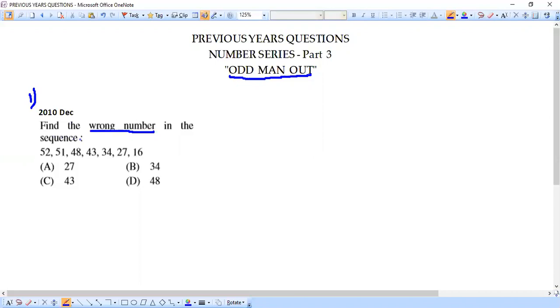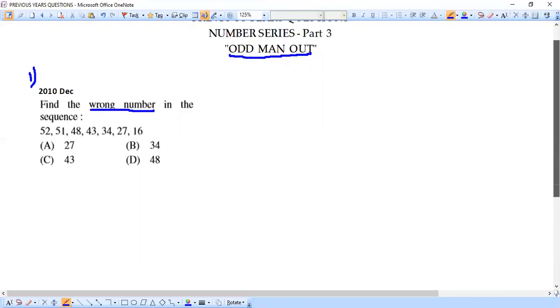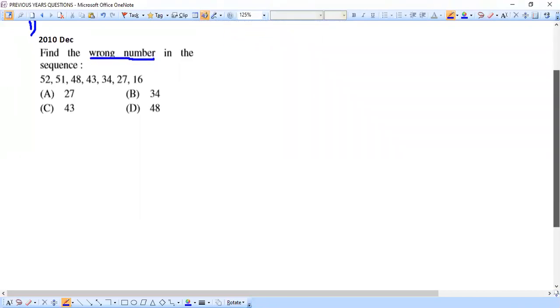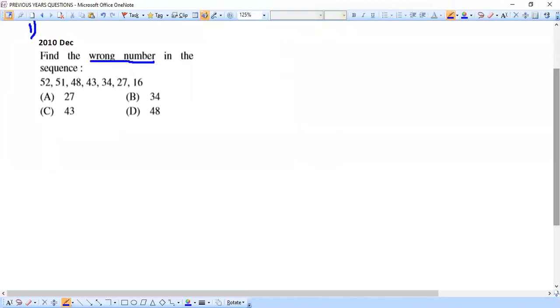Find the wrong number in this sequence, and we have the numbers 52, 51, 48, and so on. We have 7 numbers in this list. Let me erase this so that we get enough space. I think it's enough for us. Let's take the numbers down. Let me write the same numbers here.